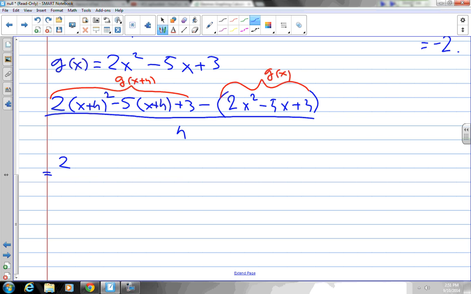So, how do we square x plus h? What is that equal to? X plus h squared, what is that? Very good. X squared plus 2xh plus h squared. We went over that formula. Then distribute negative 5, so it's minus 5x minus 5h plus 3. Then distribute the negative, so it's negative 2x squared plus 5x minus 3 all over h.